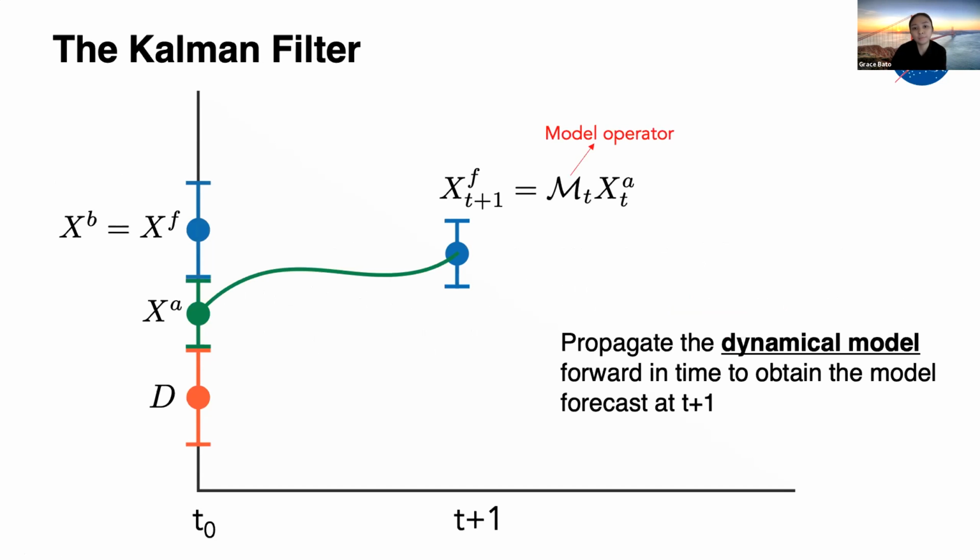So the next step is to propagate the dynamical model forward in time to obtain the model forecast at t plus 1. And this is where dynamical models are really powerful, because if you are using kinematic models, you don't have this predictive capability, and you couldn't obtain a model forecast. You need this dynamical model to obtain your model forecast at the next time step.